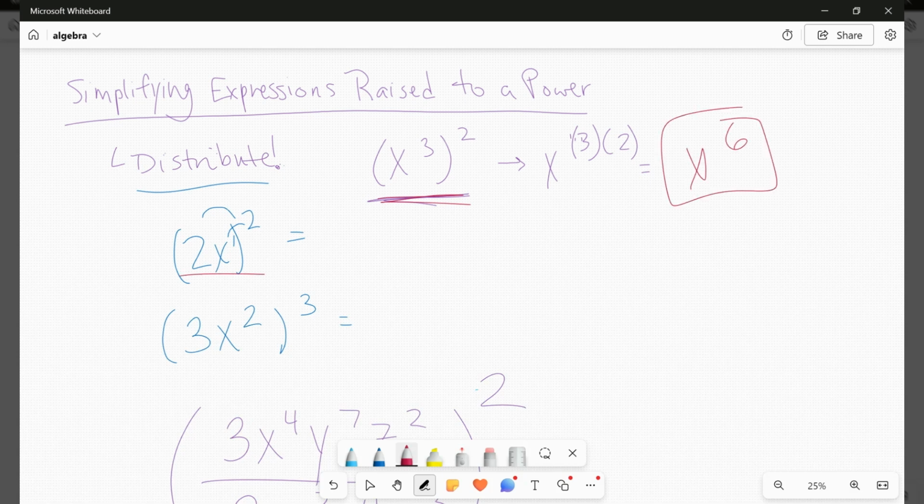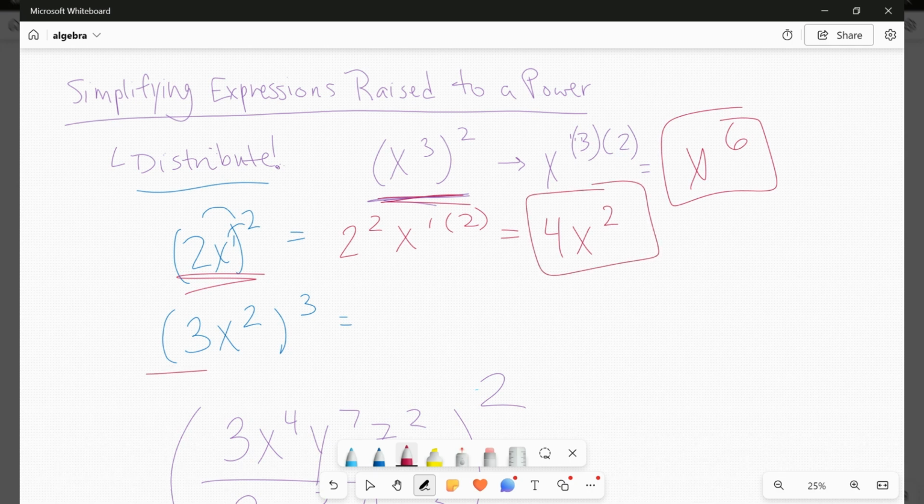So in this case, I wanted to cover what happens when we have a coefficient in front of the x. In this case, 2. This 2 is important because the squared will be distributed to the x, obviously, but also to the 2. A lot of students tend to forget that, so it's an important topic. So it becomes 2 squared times x to the first times 2. We get 2 squared is 4, and x to the first times 2 just becomes x squared.